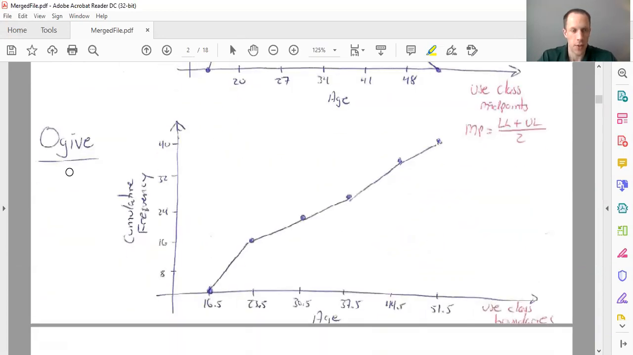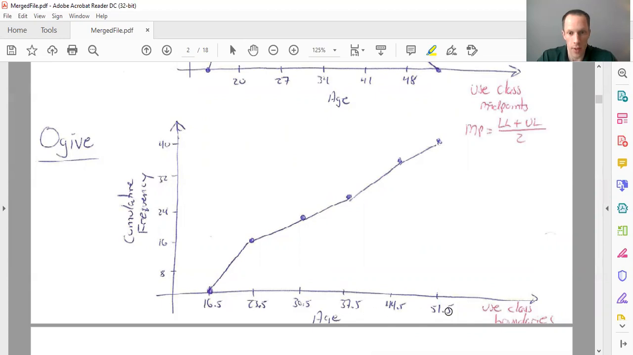Another kind of graph is called an ogive curve. This one is related to the cumulative frequency. So what you'll do is you'll put the class boundaries on the horizontal axis, and then instead of frequency on the vertical, you would put cumulative frequency.